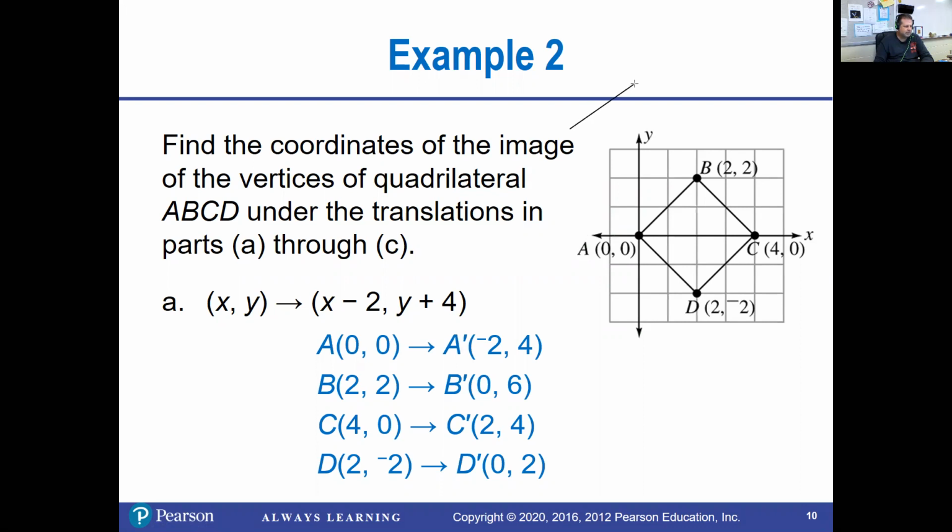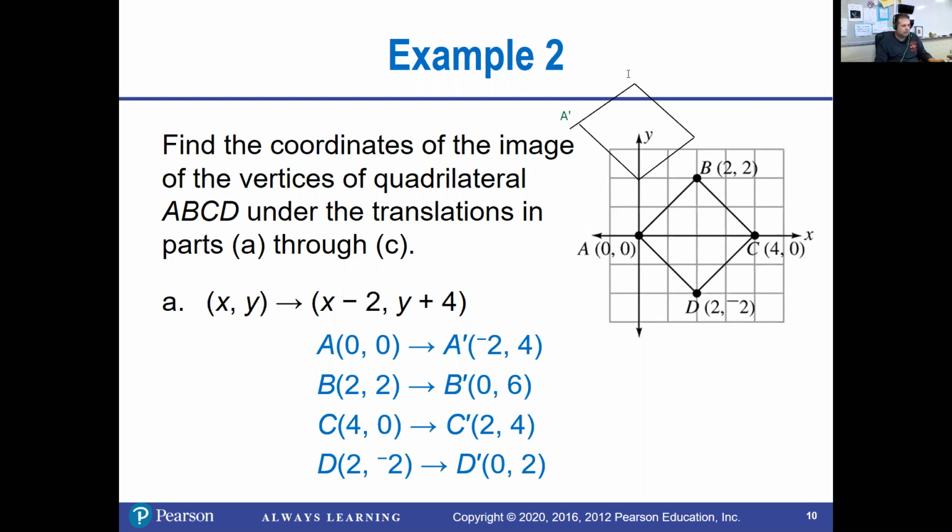Okay, then I'd have 0, 6 to 2, 4. Something like that. And D would be at 0, 2. And then you'd have your square there. Now, of course, this is way off the grid. Okay, but you can get the idea of this would be at A prime.